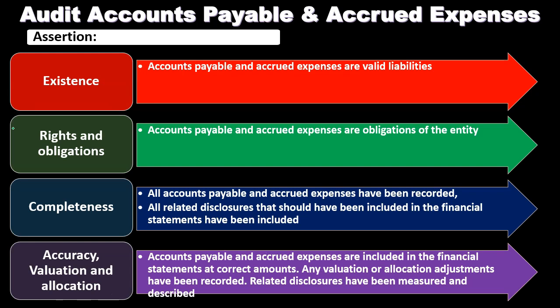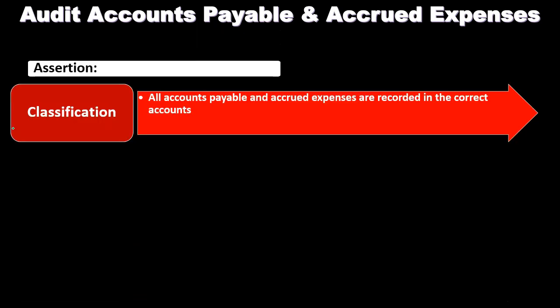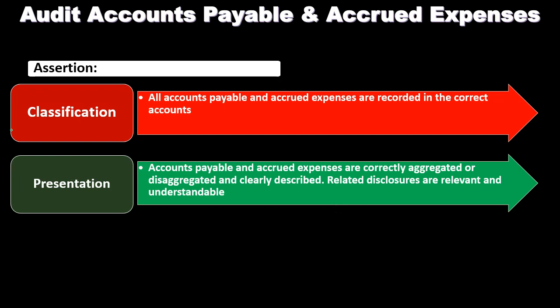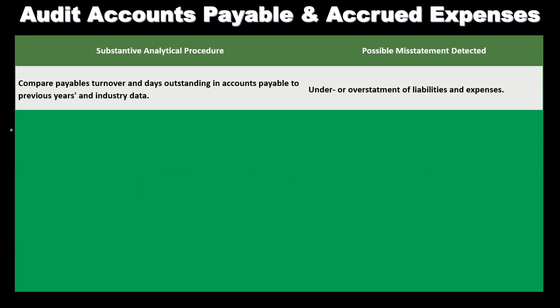Then we have accuracy, valuation, and allocation as the assertion. Accounts payable and accrued expenses are included in the financial statements at correct amounts. Any valuation or allocation adjustments have been recorded. Related disclosures have been measured and described. Then we have the assertion of classification. All accounts payable and accrued expenses are recorded in the correct account. Then the assertion of presentation. Accounts payable and accrued expenses are correctly aggregated or disaggregated and clearly described. Related disclosures are relevant and understandable.